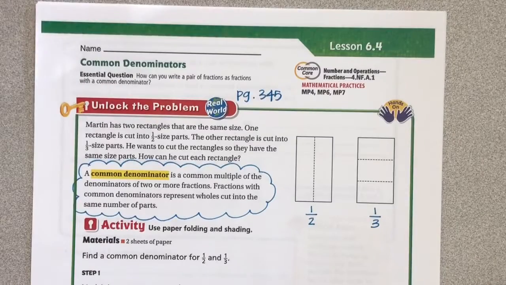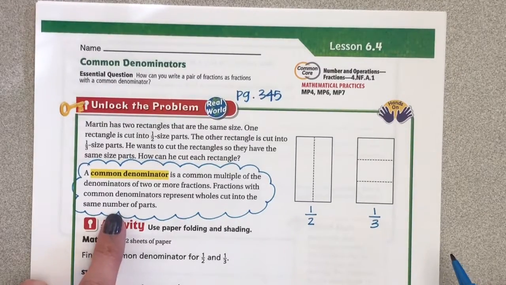Alright, in lesson 6.4, we're going to look at the definition of common denominators. It says a common denominator is a common multiple of the denominators of two or more fractions. Fractions with common denominators represent wholes cut into the same number of parts.